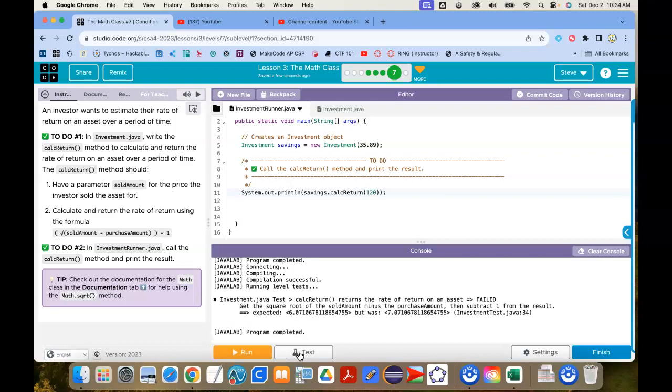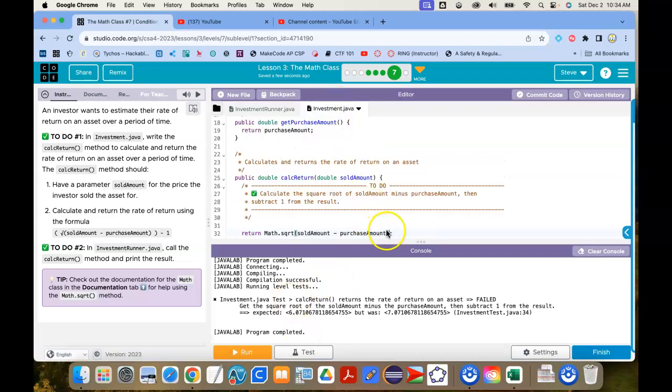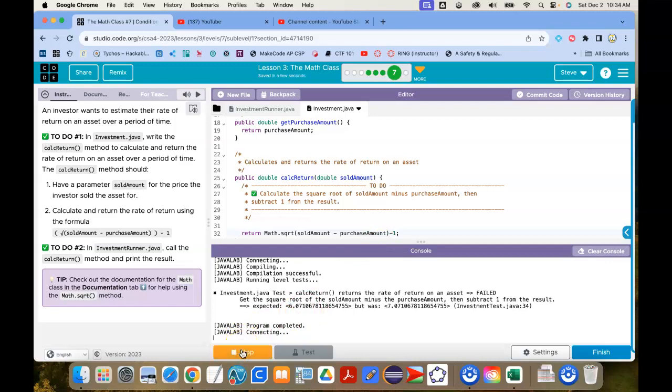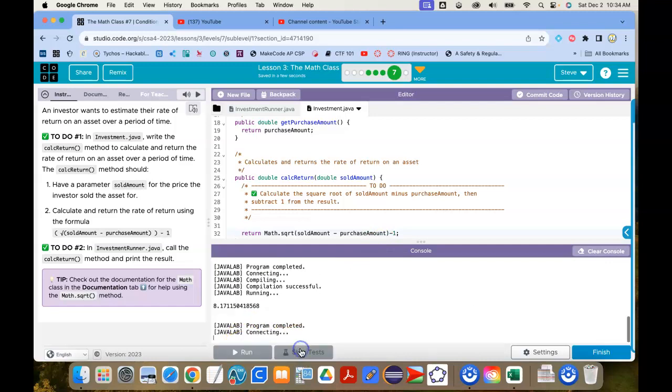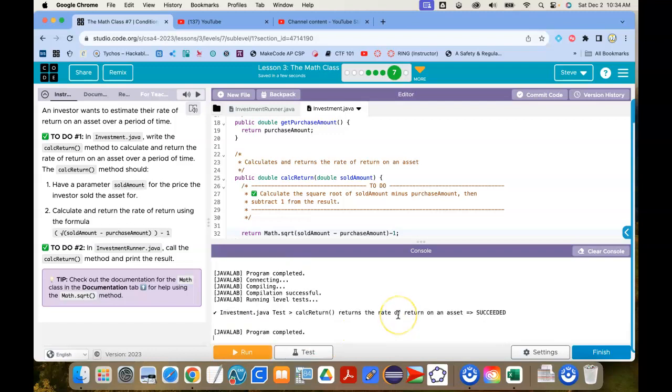Uh-oh. It didn't work, so it's calculate. Ooh, the rate of return is, let's see, get the square root of the sold amount, then I forgot to subtract 1 from the amount. Okay, whatever. Minus 1. Is that all I have to do? Do I have to do that? There you go. We got it.